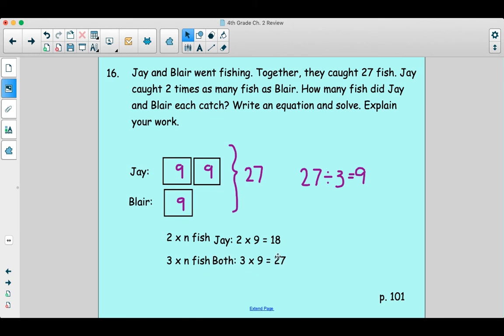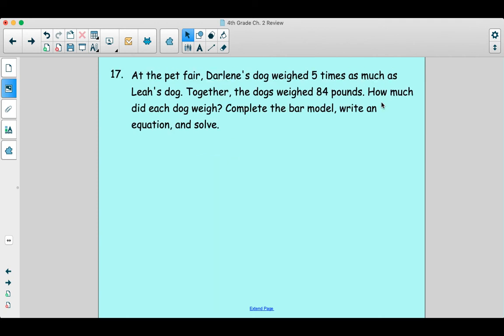Okay, have we done every piece of it? I think we have. So we have to say Jay caught 18 fish and Blair caught 9 fish, right? We can see that there. All right. Moving on. Don't forget to explain your work in writing. I'm not doing that part. Number 17. Take a moment to read it.